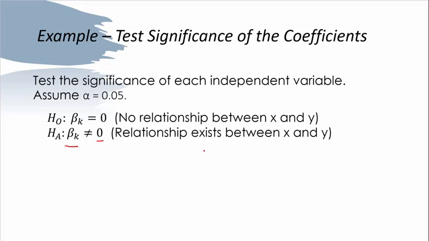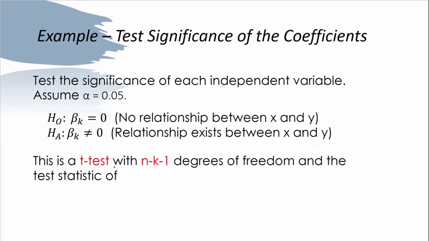However, if a relationship truly does exist between x and y, when we put in different values for x, the slope tells us how much y should be changing. So we should then, in this case, have a beta that's not 0. This kind of test is a t-test. This is a t-test with n minus k minus 1 degrees of freedom.